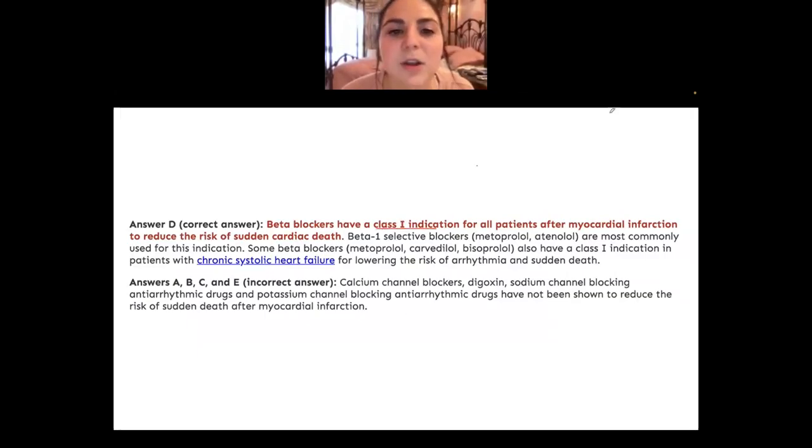Oh no, yeah. So they're a class one indication. A class one indication basically means if someone has an MI and you don't give them a beta blocker, you can literally get sued because it's a class one indication. So it's a medical malpractice thing if you do not give a beta blocker after an MI.